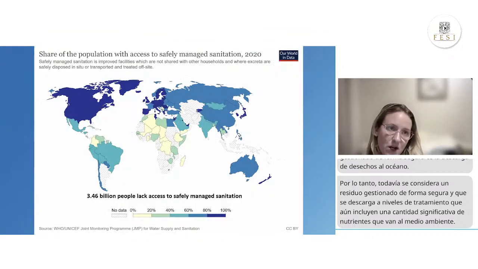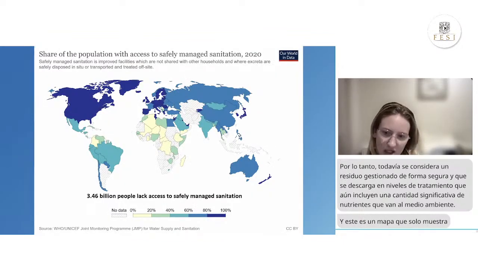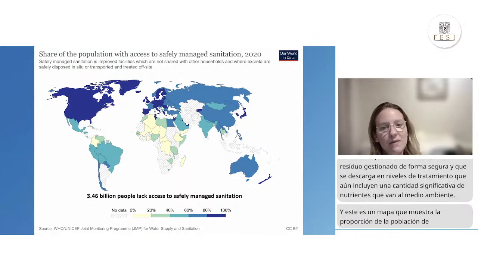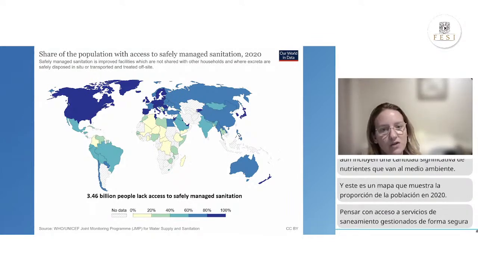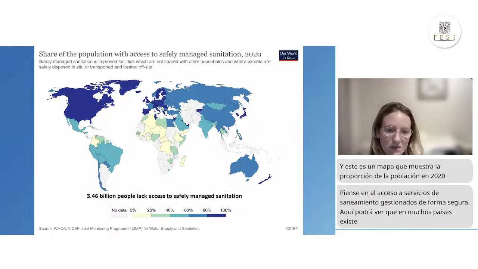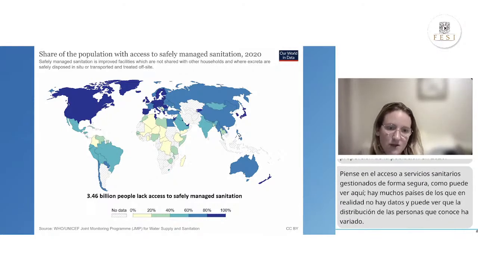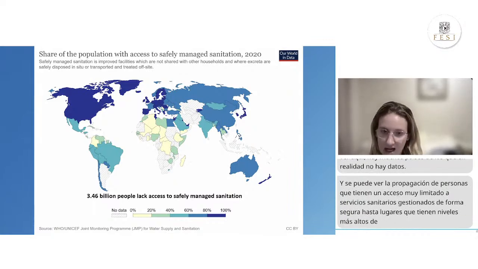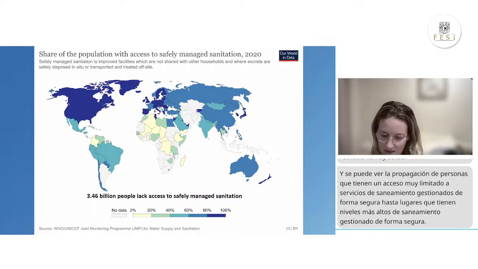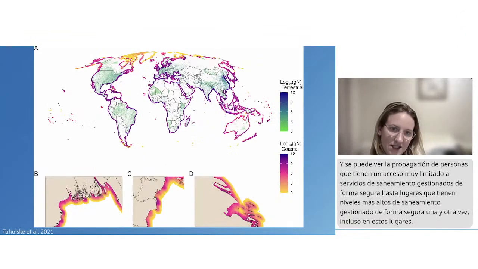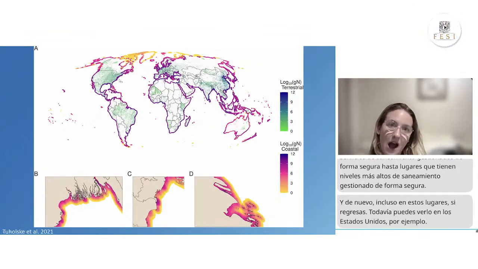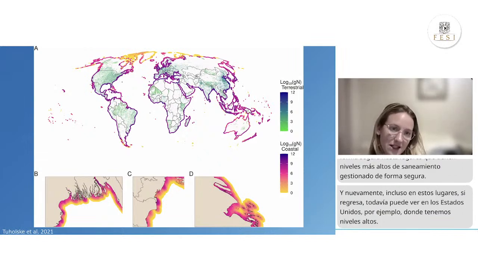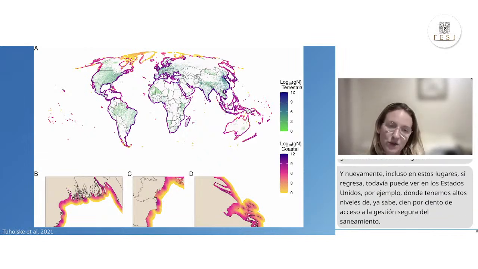And this is a map just showing you the share of the population from 2020, I think, with access to safely managed sanitation. You can see here there's a lot of countries where there's actually no data, and you can see the spread of people, from very limited access to safely managed sanitation up to places that have higher levels of safely managed sanitation. And again, even in these places, if you go back, you can still see in the United States, for instance, where we have high levels of 100% access to safely managed sanitation, that still results in a huge amount of wastewater pollution ending up in the ocean.